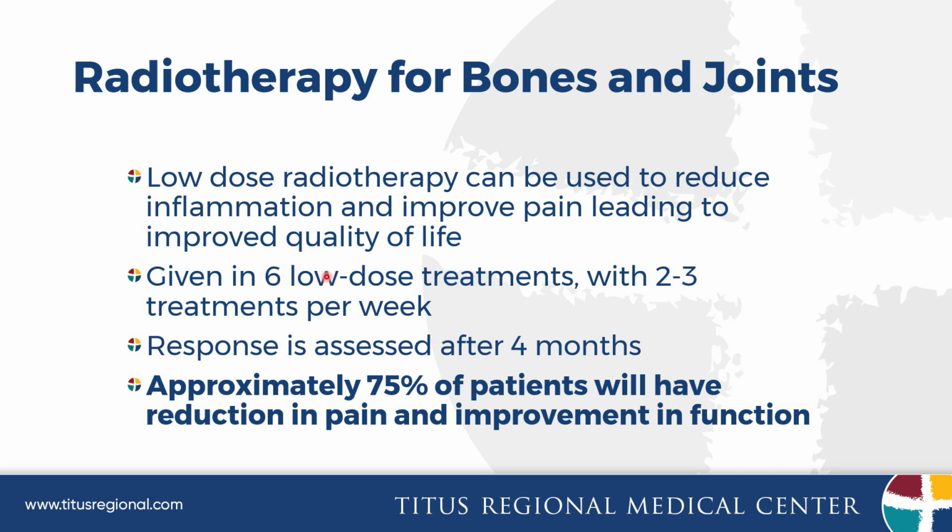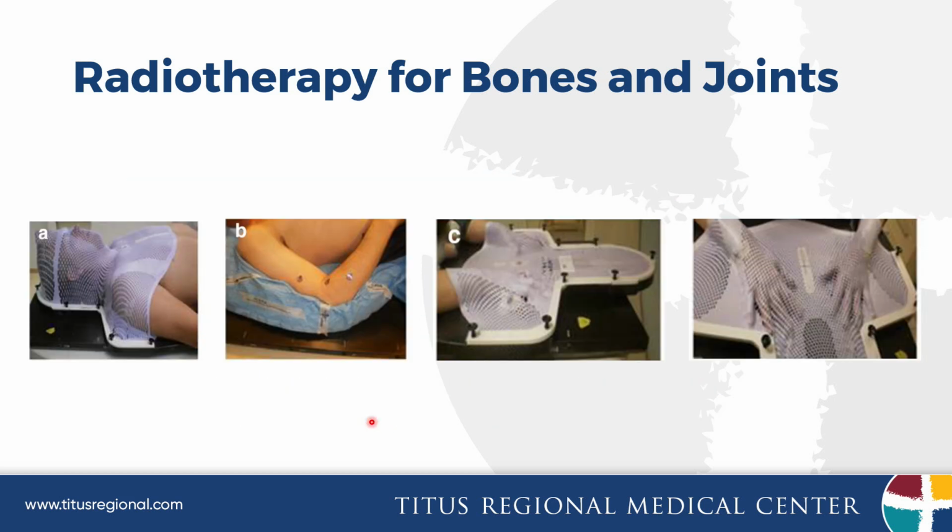Typically, we would give 6 low doses of treatment, usually 2 to 3 treatments per week until a patient is done with it, and then we will revisit with the patient and reassess how they respond after approximately 4 months. And shown here in bold, you can see that approximately 75% of patients will have a reduction in their pain and improvement in their function of that joint.